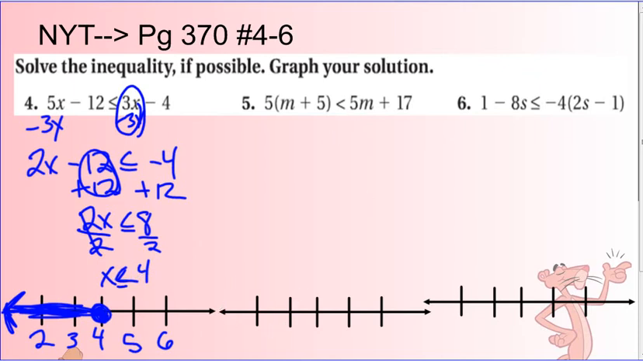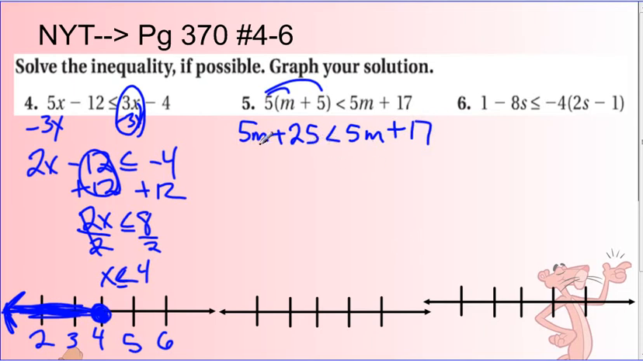Number 5, we do have parentheses. So we're going to distribute to get rid of those parentheses. That gives us 5m + 25 is less than 5m + 17. Okay?